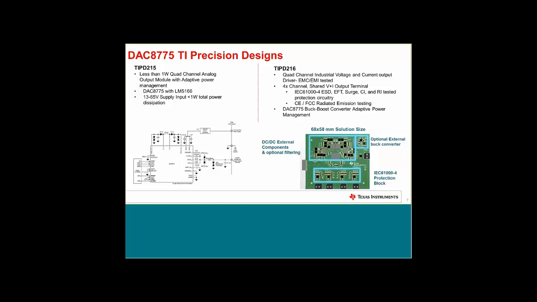So I'm making some assumptions as to the robust needs of the IEC 61000-4 protection block, but altogether the protection circuit, the supporting DC-DC components and the DAC itself consume about 68 by 58 millimeters, which is about the size maybe of 2/3 of a cigarette pack or maybe a big business card.